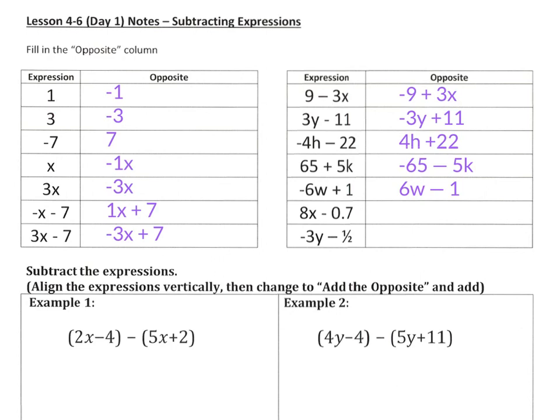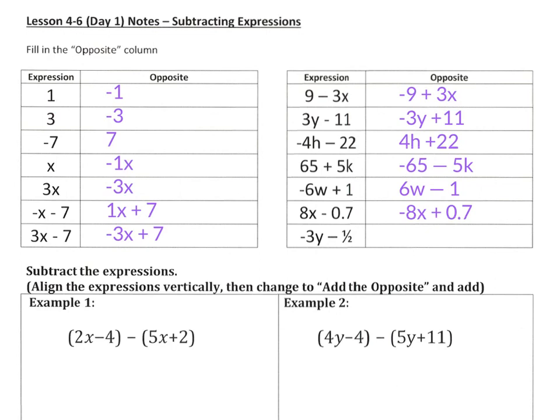The opposite of 8x minus 7/10. So the opposite of 8x is negative 8x. And the opposite of negative 7/10 would be a positive 7/10. So the opposite of 8x minus 7/10 is negative 8x plus 7/10.